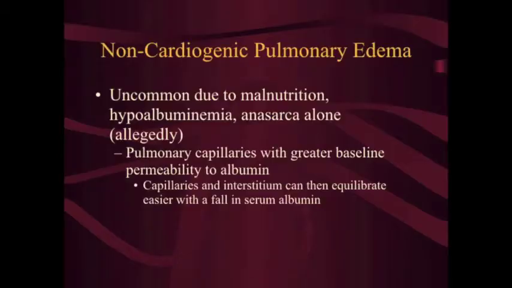Okay, so there's that. Non-cardiogenic pulmonary edema, uncommonly due to malnutrition, hypoalbuminemia, anasarca. Supposedly, this is what UpToDate says. I don't know. I feel like I see this all the time, where people just have terrible liver disease, or they never eat anything, and their albumin is 1.6, where it should be above 4. I feel like I see this a lot, but supposedly you don't get actual pulmonary edema, not really severe pulmonary edema anyway, commonly, just due to that, if you don't have any other problem.